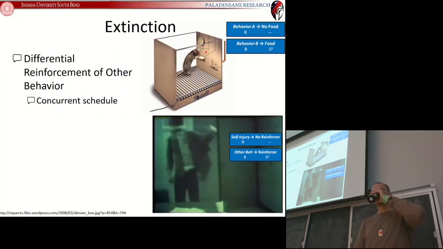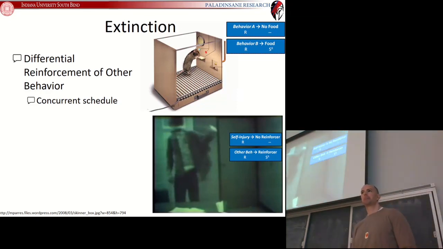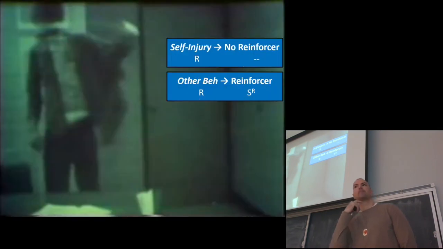Any questions on differential reinforcement of other behavior? So an example, what is the reinforcement that they're reinforcing? Is it giving him attention? So would you give him attention when he's not doing the self-harm thing?